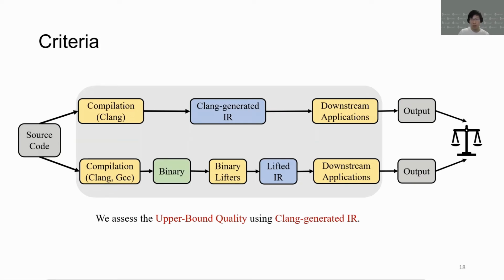Overall, we think that compiler-generated IR denotes the upper bound quality of lifted IR. We empirically benchmark how far we are from the perspective of the downstream applications. Instead of defining how good the lifted IR should be with regard to downstream tasks, we check whether lifted and compiled IR have comparable performance.